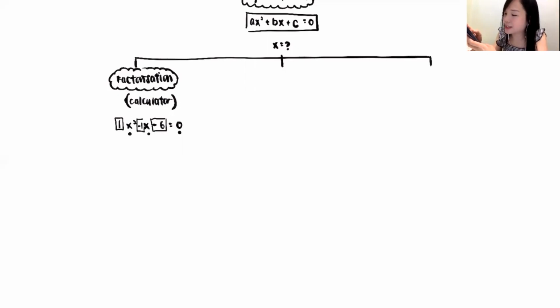So my dear, press yourself. Mode, 1, right side, 2. Can? Your A, key in 1. Your B, negative 1. Your C, negative 6. Can anyone tell me the first answer? Thank you, Aaron. Thank you, Ewan. First answer, 3. Press yourself. Then the second answer, thank you, Macy, negative 2.